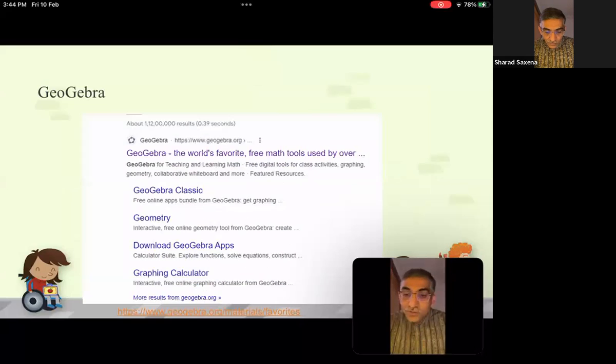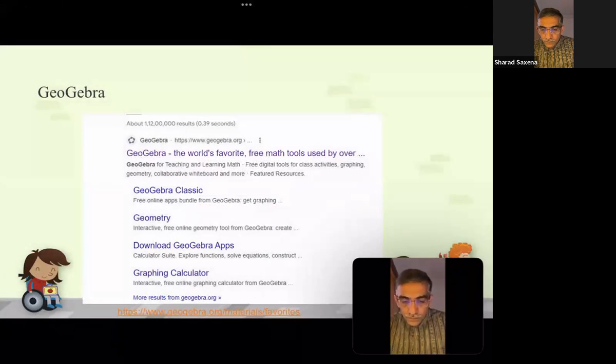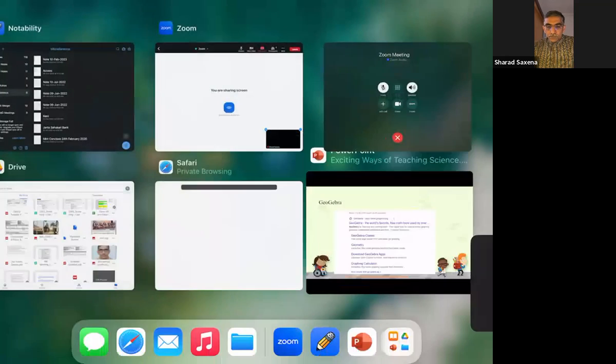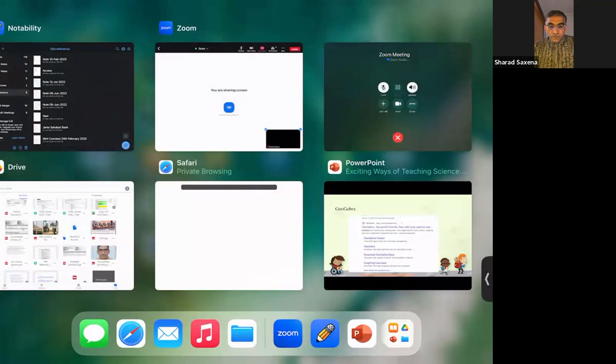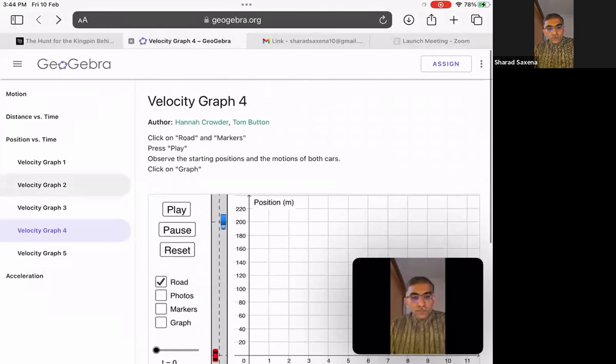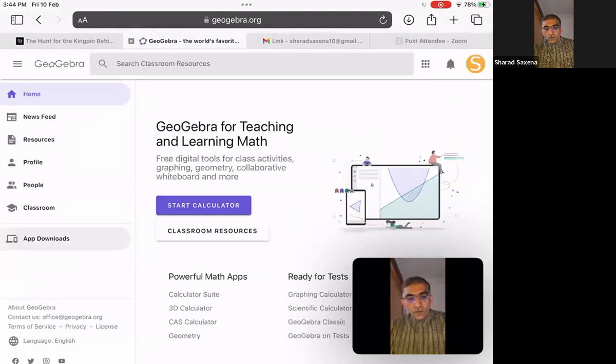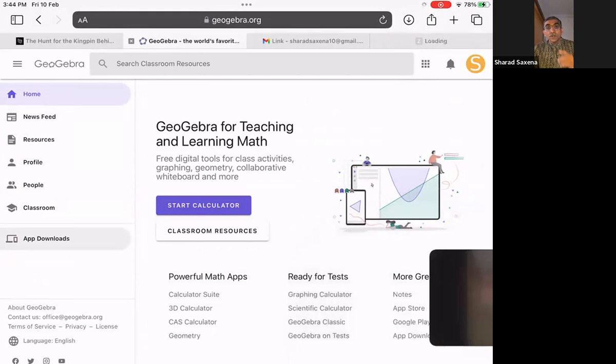Just 1 second. Let me go to GeoGebra. Give me a minute. Sure. So this is GeoGebra. Just 1 second. I'll go to the home page. Yeah. This is what home page will look. I'll remove this one. Yeah.